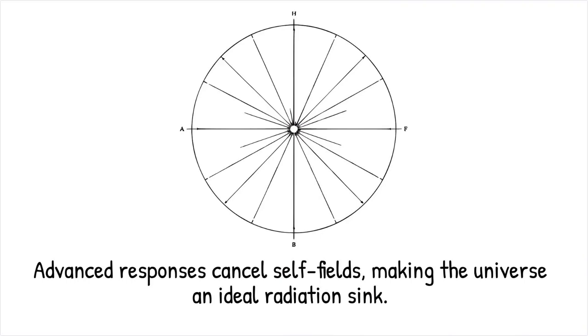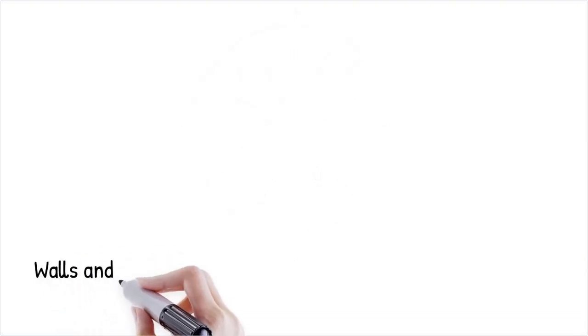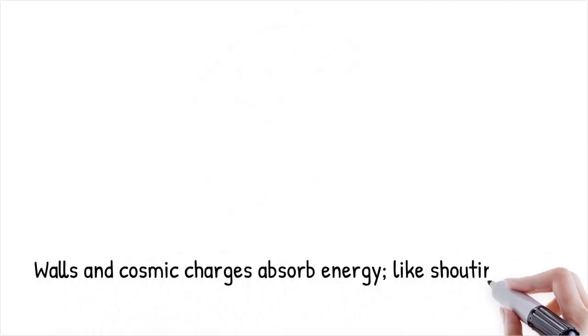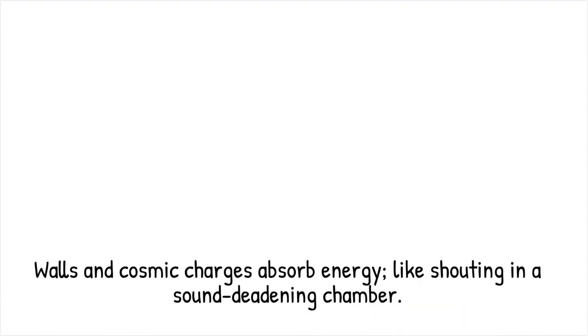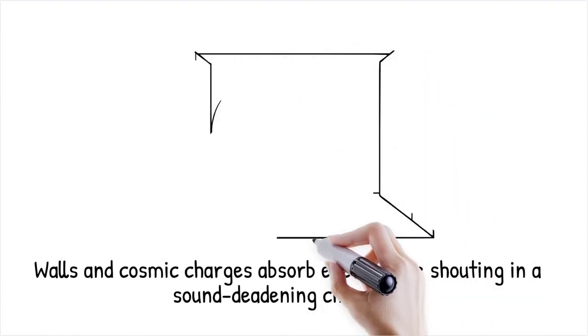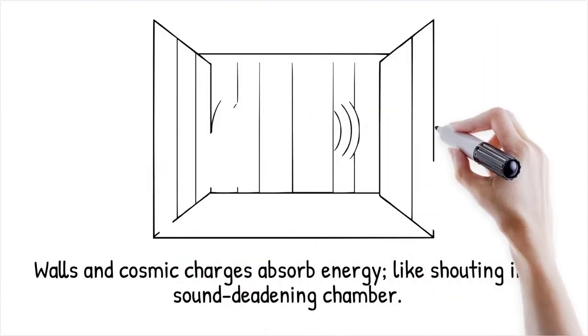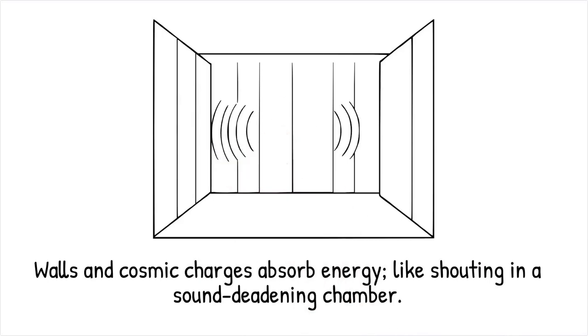The mechanism thus relies on the universe acting as an ideal sink for radiation. In practice, dense conducting walls, or cosmic background charges, serve as near-ideal absorbers that enforce the boundary condition locally. It is like shouting in a perfectly sound-deadening chamber. Every sound wave you produce is immediately absorbed by the walls, so you never hear an echo.